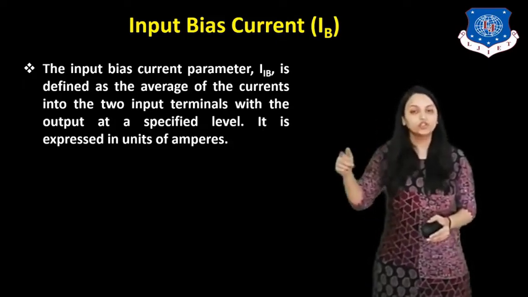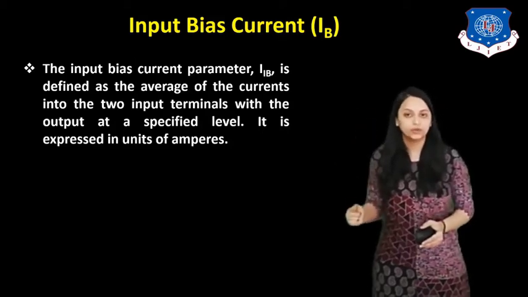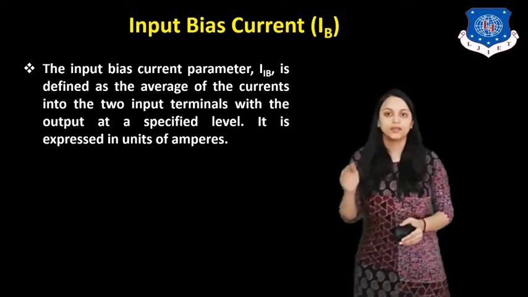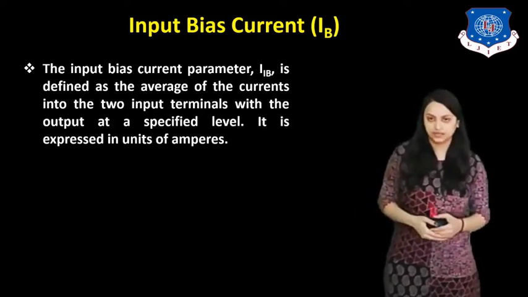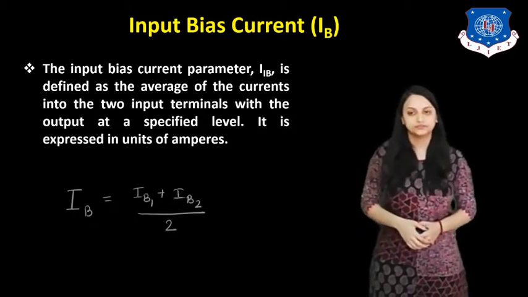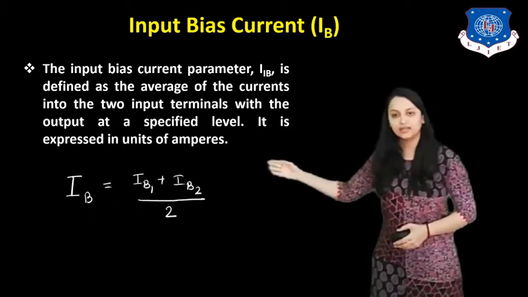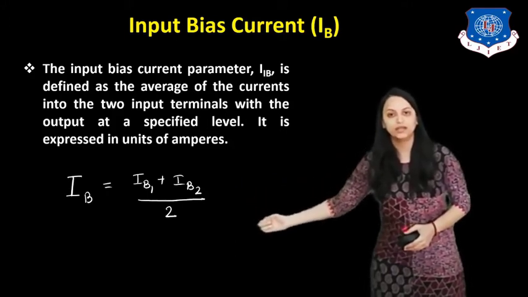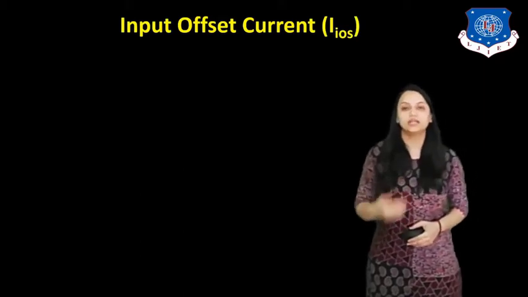Okay, both of the currents flowing at the two different input terminals. If we take the average of these two currents, then we can get the input bias current. It is always expressed in the unit of amperes. So we can mathematically express it like this, that is IB equals (IB1 plus IB2) by 2. Okay. Next parameter is input offset current.